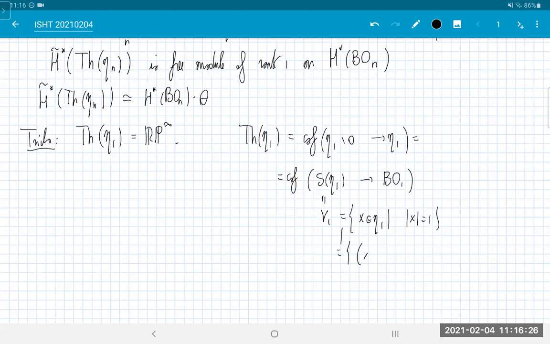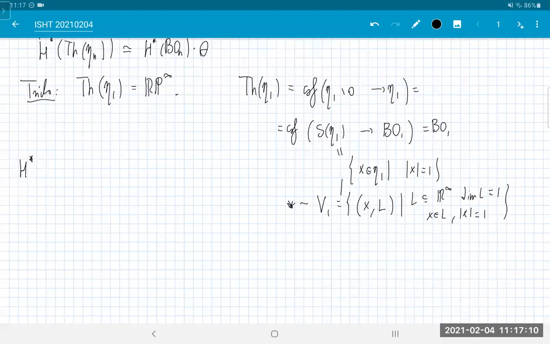But this was exactly pairs x comma l such that l in R infinity has dimension 1, x is in L, norm of x is 1. And that's what the sphere bundle is, but that's the Stiefel manifold. Because remember, eta 1 was just the set of pairs x comma L such that x is in L. And that's contractible because we proved it. So that's BO1, now seen as a pointed space. Careful, because now I'm going to have to take reduced cohomology.